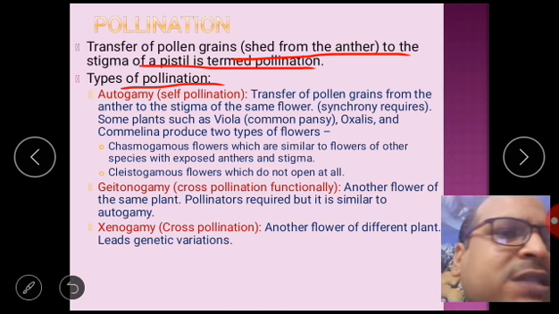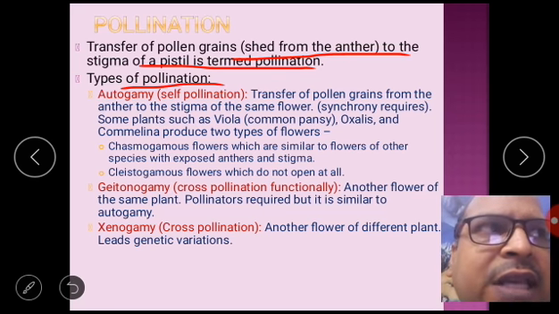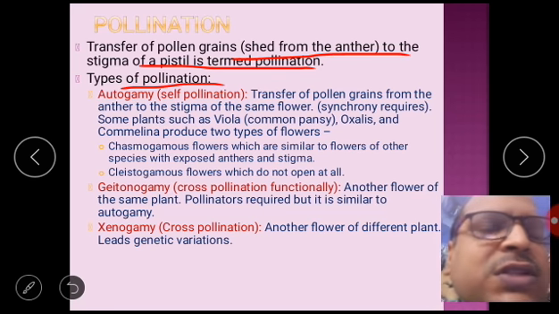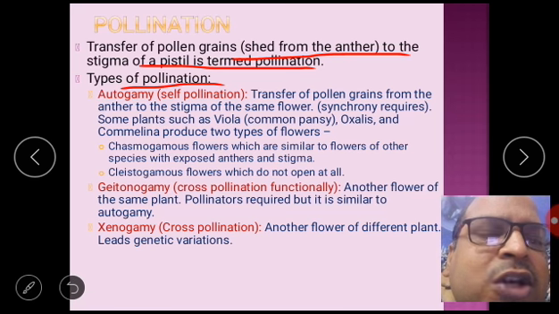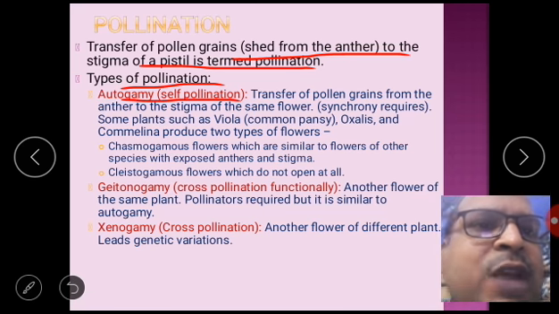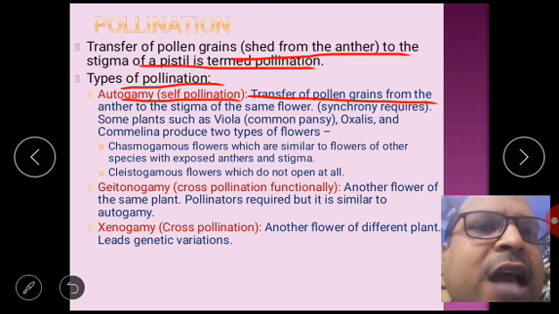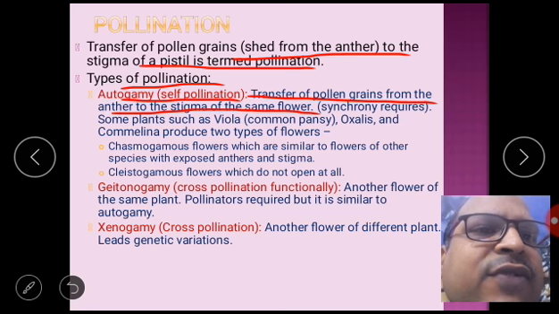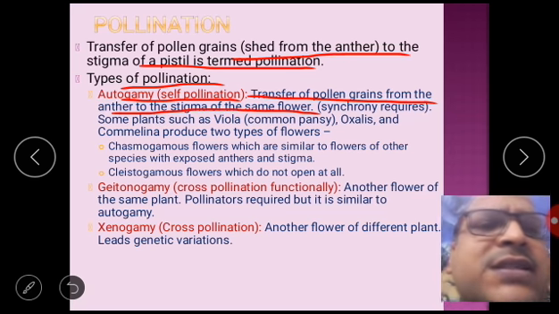Now, how many types of pollination can there be? If you want to know this, you have to keep three things in mind. One condition: the anther and the stigma both are present on the same flower. If this happens, it is known as autogamy, or self-pollination. Here there is transfer of pollen grains from the anther to the stigma of the same flower. That means the plant is the same and the flower is the same.